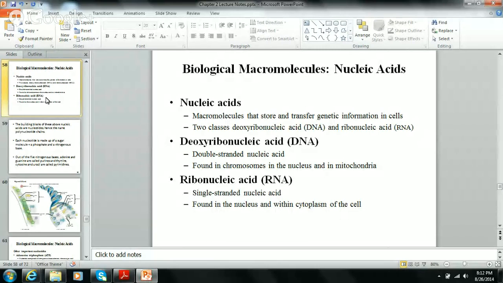RNA is found in the nucleus and in the cytoplasm of the cell. And RNA, there are different types of RNA, like messenger RNA, which is one of the most common. We'll actually talk about that later when we get to the cell chapter.